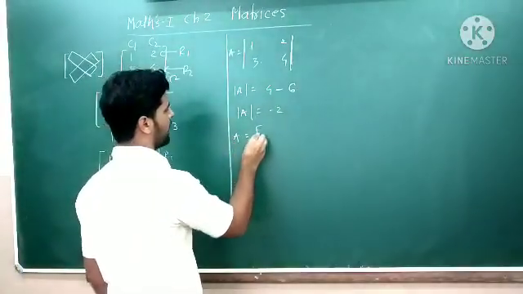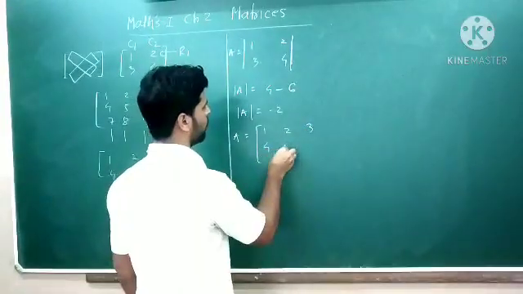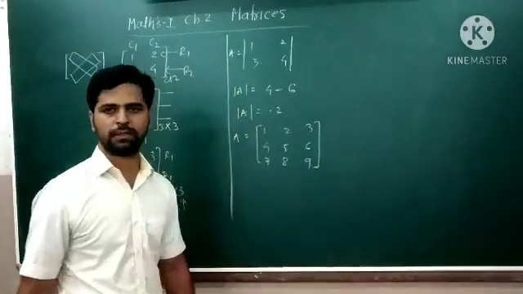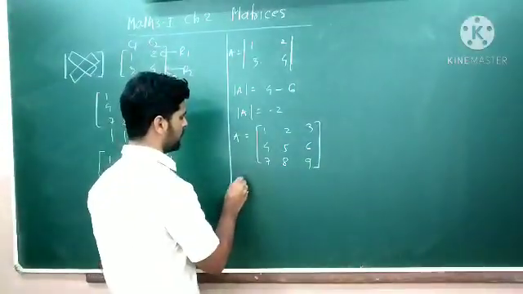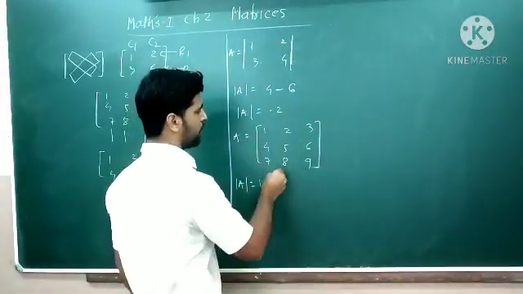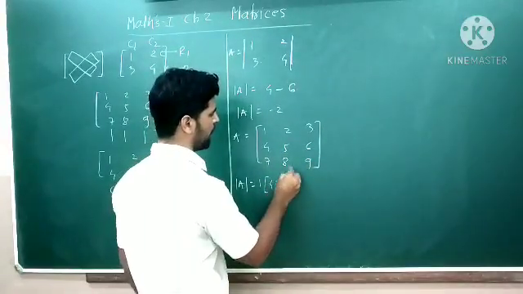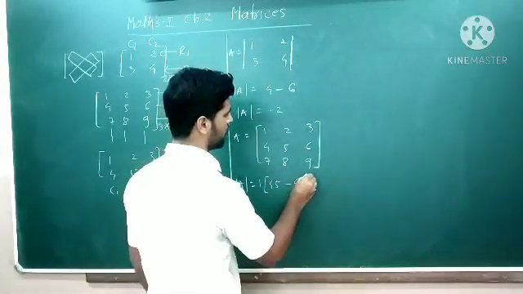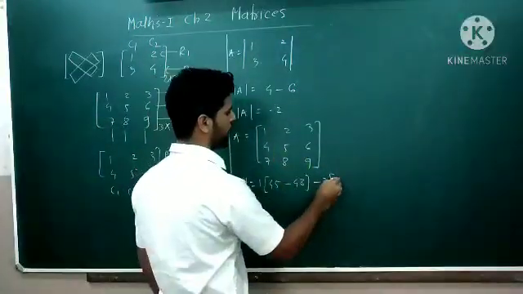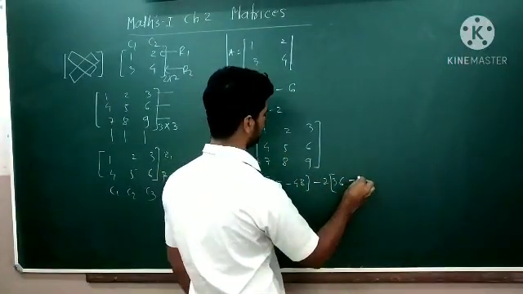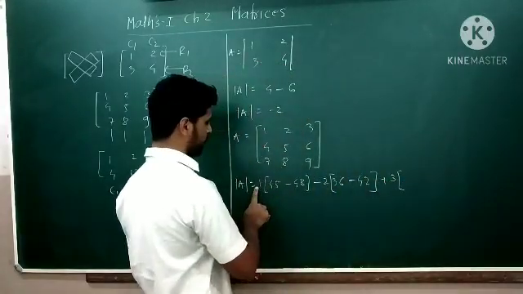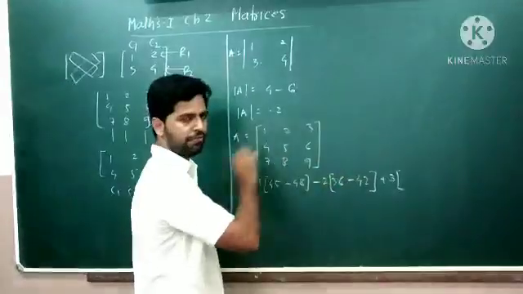Similarly, if you have a matrix 1, 2, 3, 4, 5, 6, 7, 8, 9, this is a matrix of order 3 by 3. How to take the determinant of this? So determinant of A: 1 is constant. Cancel its row and column, take 5 into 9 is 45, minus 8 into 6 is 48. Then minus 2. Cancel its row and column, 4 into 9 is 36, minus 7 into 6 is 42. Then plus 3. Here we write positive, negative, positive. Alternate signs we have to give.